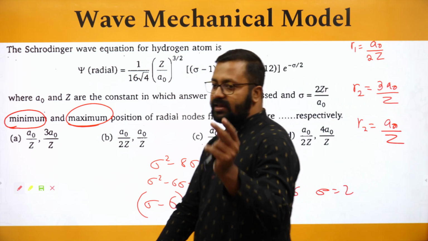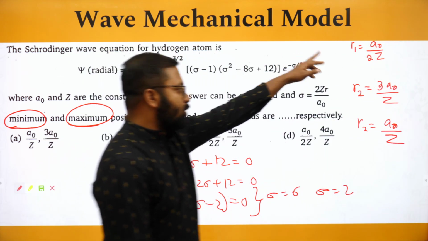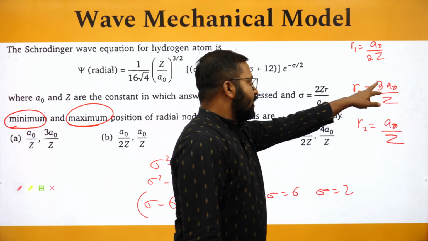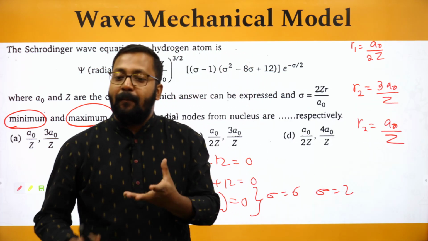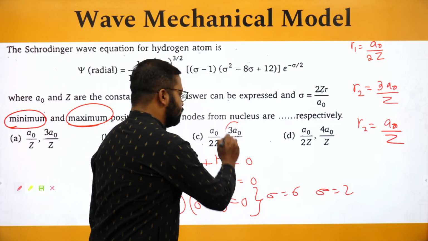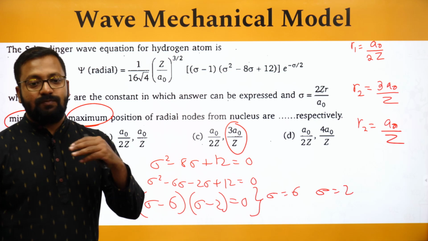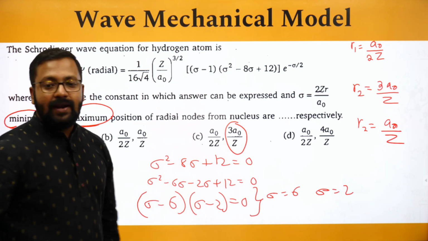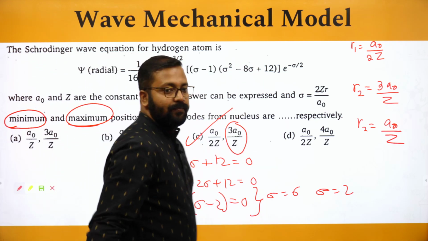These three values of distance have been given to you: a naught by 2z, a naught by z, 3a naught by z. Which is the largest value in this? 3a naught by z. Which is the smallest value? a naught by 2z. So the right answer is C.